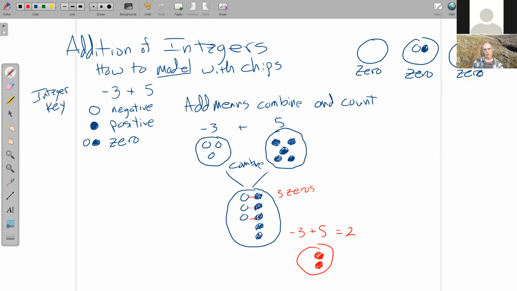So we have to show what we're starting with, we have to show what we're ending up with, and we have to then state what the result is. So a group of -3 combined with a group of 5 gives us a group of 2 because we have those pieces that zero out based on our key. Question on that model. All right, I hope you're all with me on this one. So that again is the addition of integers with the chip model. Let's try a subtraction for fun.